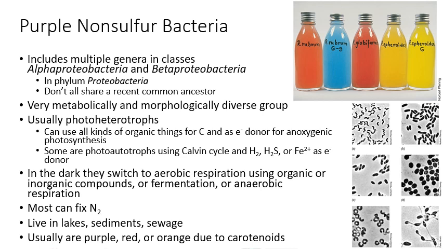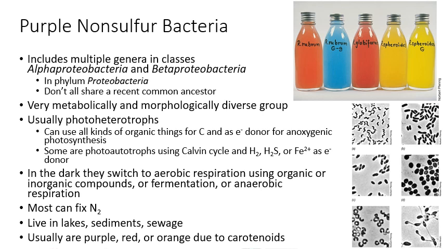Next we have the purple non-sulfur bacteria, which are also in phylum Proteobacteria. They are in the classes Alphaproteobacteria and Betaproteobacteria, and it's just a variety of genera in those classes. So these guys are not all closely related to each other. They're all in the same phylum, but apart from that, they're pretty distantly related, which means that they have shared the genes for photosynthesis amongst each other by horizontal gene transfer.